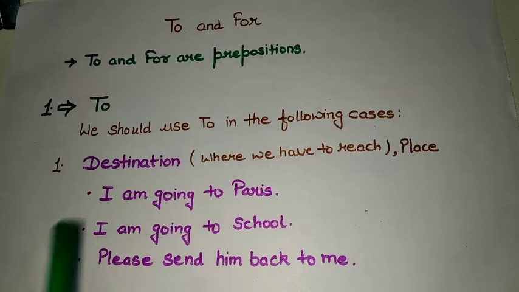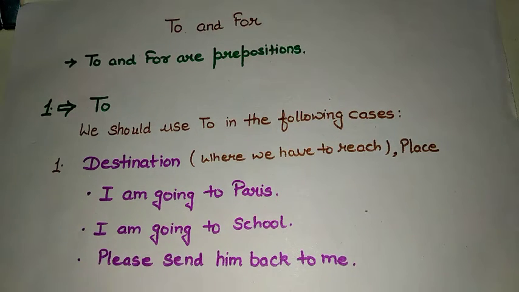Number 1, destination. Destination means a place where we have to reach. So when we talk about a destination, that we are going somewhere and we have to reach there, we use "to". Like, I am going to Paris or I am going to school. Here, Paris and school are destinations, right?